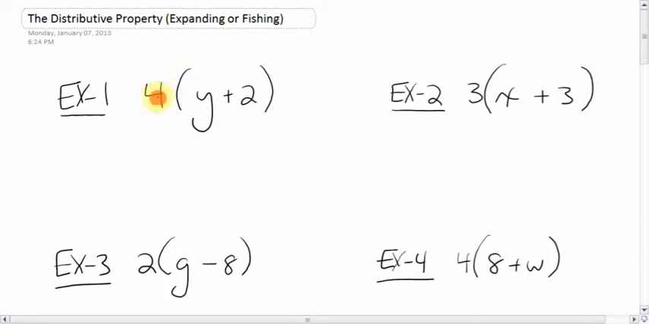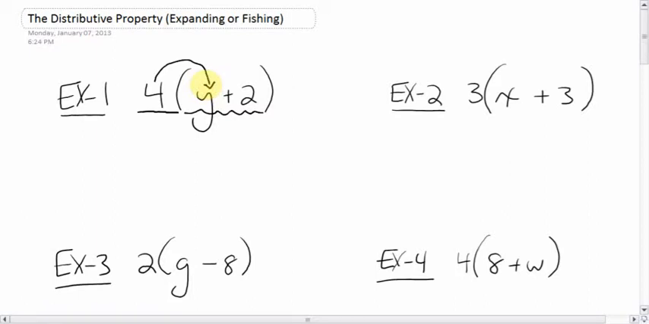Now, this 4 is doing the multiplying. It is multiplying each thing in the brackets, and it's like the 4 is being distributed inside the brackets. Where the fishing comes in is think of it like this. Think of this 4 as like it's on land, and then the things in the brackets, the y and the +2, are in the water. And the 4 multiplies or distributes itself into each term. Doesn't that kind of remind you of a fishing rod being cast into a lake?